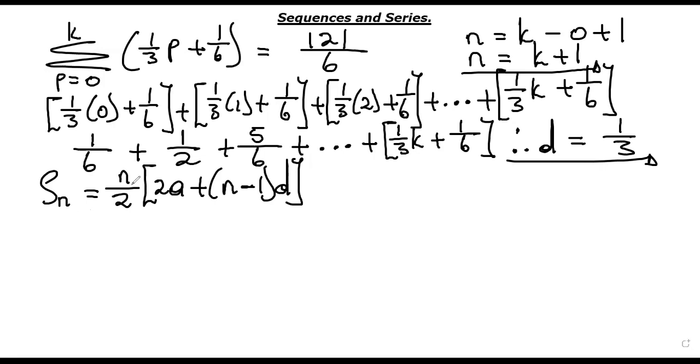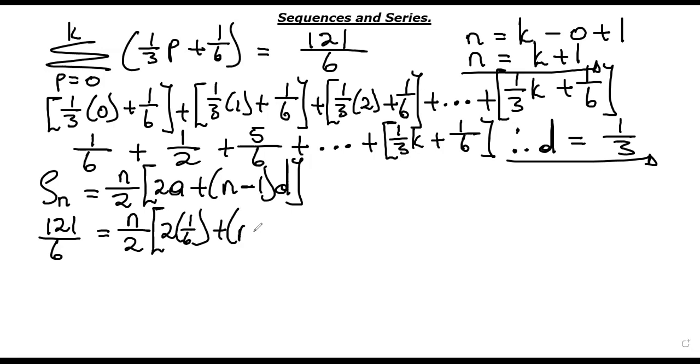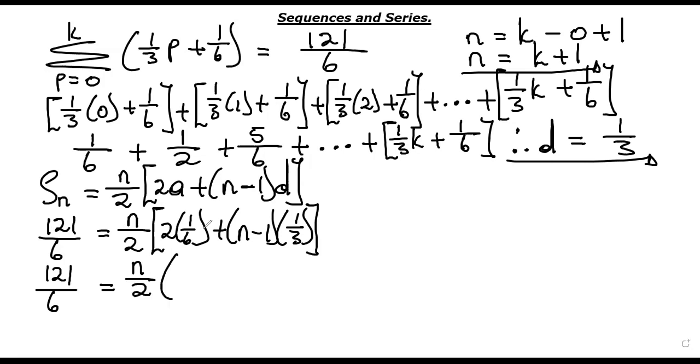So we don't know the number of terms, but the sum is given to us as 121 over 6. Then we still have n over 2. Then we say the first term is 1 over 6. The number of terms is unknown, but the constant difference is a third. This is what we have. We still keep this one as it is, and then we want to simplify the bracket.